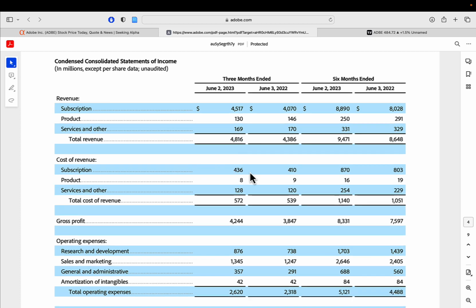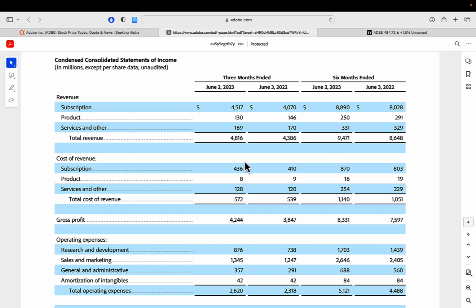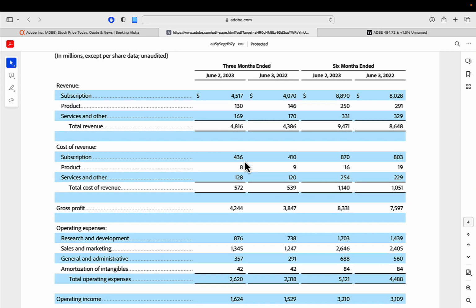Coming down to cost of revenue, we can see Adobe basically spent $572 million to generate $4.86 billion. This is just phenomenal margins. Just incredible to see such high margins from a company. You almost never see this from a public company. Adobe has figured out the subscription model to a T.